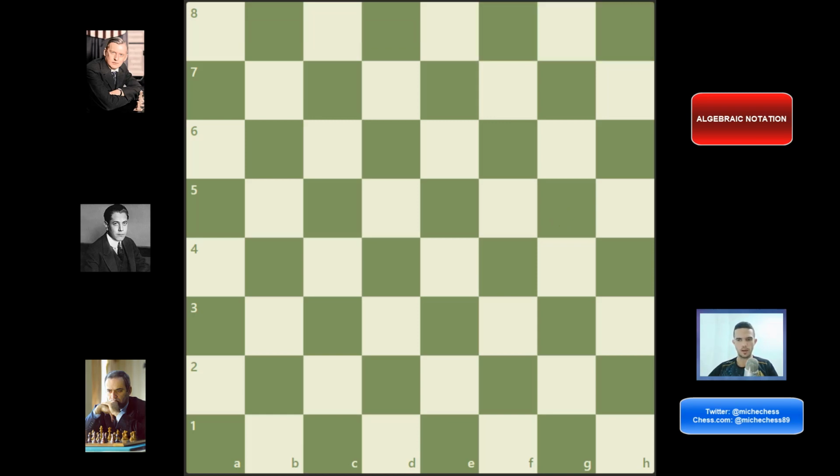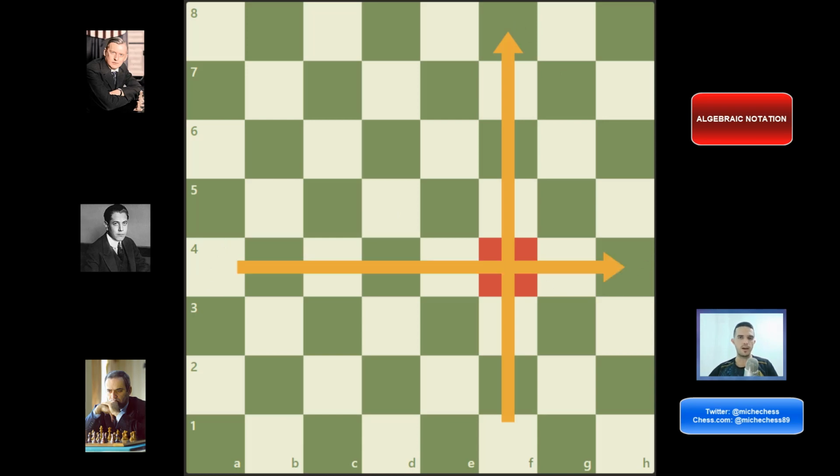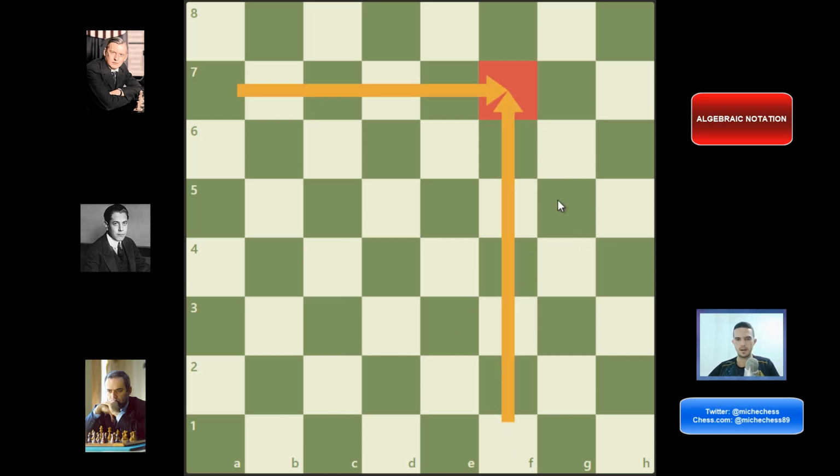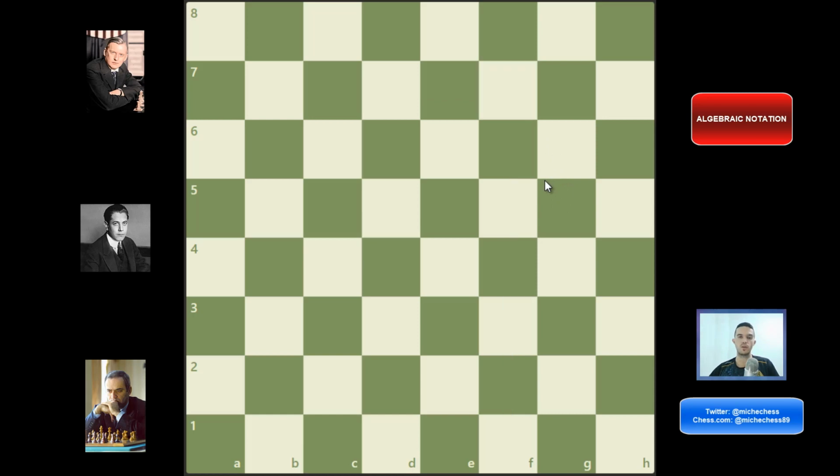So just like that, we can say, for example, that this square is included on a file and a rank. It could be the F file and rank number 4. So that square will have a name, and the name of that square is F4, letter first, number after the letter. We're going to do that with every single square. For example, this square here is the C file and 6th rank. That's C6. And also we can say, for example, that this is F7. Just like that, we can use the names of the squares to describe moves.